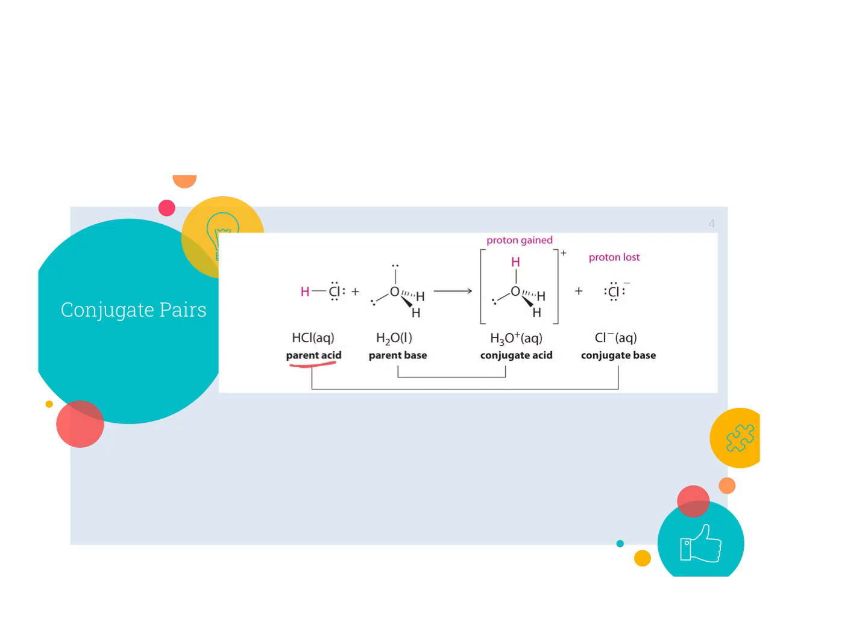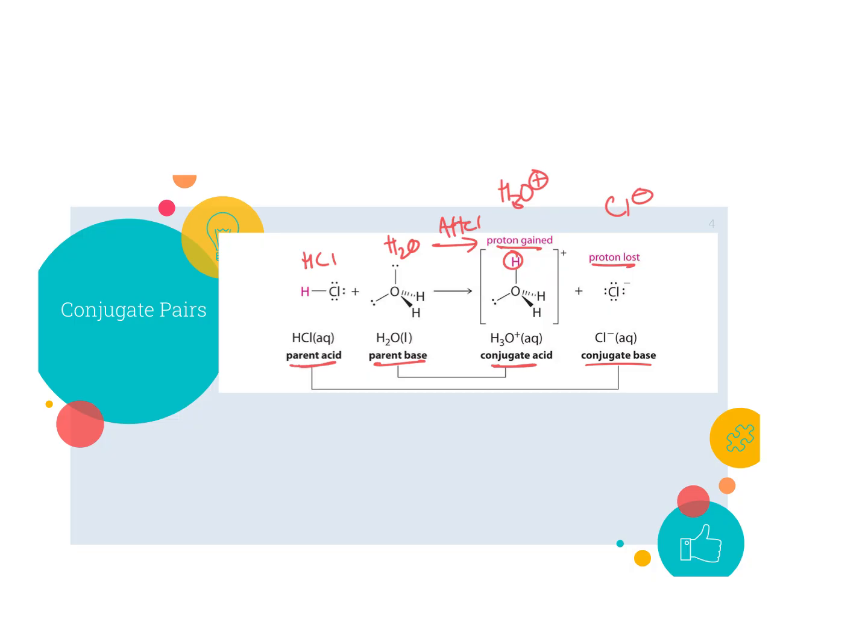We have our parent acid, HCl, our parent base, water. We said water can act as both an acid and a base. We have the conjugate acid, which is H3O plus. That's the acid that is formed after the reaction. This has gained a proton. This has lost a proton, so this is our conjugate base, Cl minus.